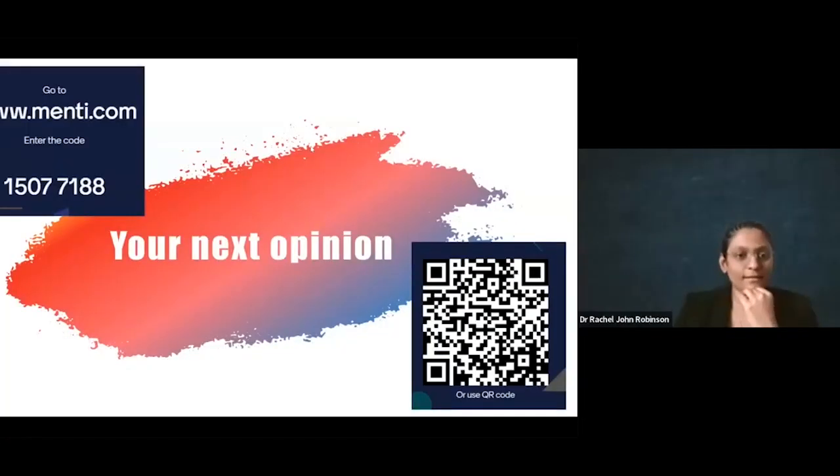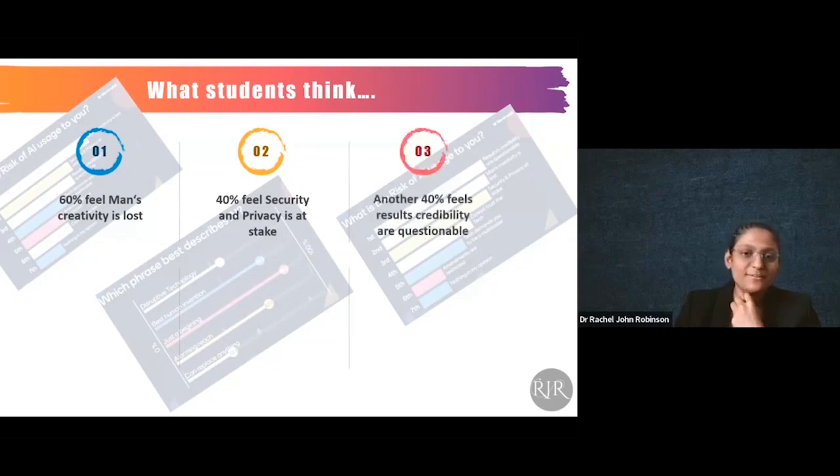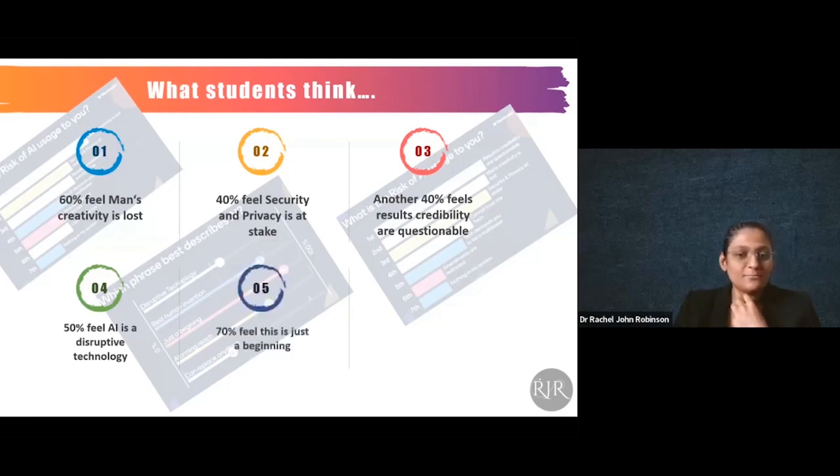So here I go. 60% feel creativity is lost. That was the third biggest option for us, though. 40% feel security is at stake. Another 40% feel that results are not credible, whereas we as academics think results credibility is at the top for us. And 50% of them feel it's disruptive technology. 70% feel it's just the beginning, and 40% think it can replace anything.